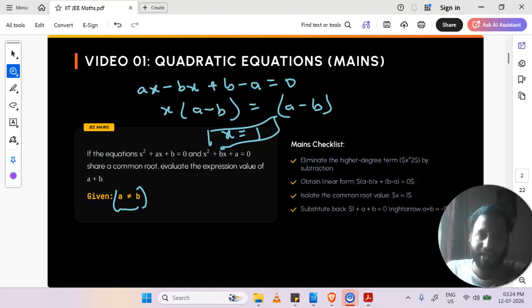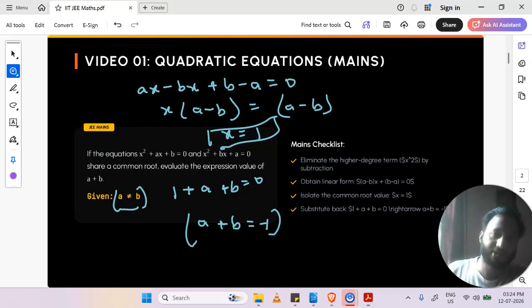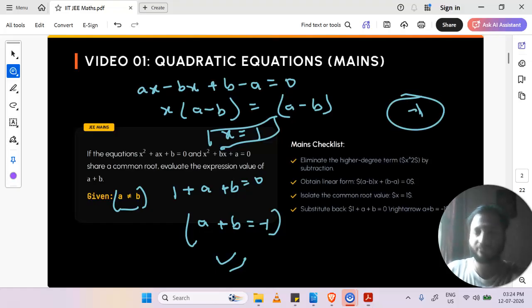Now we know the common root. If you plug this value back into either of the equations, let's say the first equation, 1 square plus 1 into a plus b is equal to 0, which simply gives us a plus b is equal to minus 1. Plug in x is equal to 1 in the other equation, you will get the same answer, a plus b is equal to minus 1. So a plus b is minus 1. The answer is minus 1 for this question.